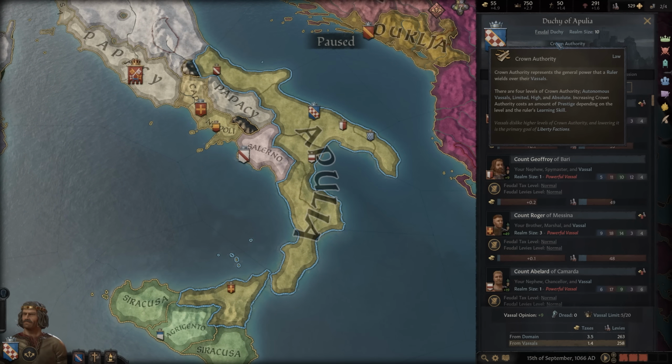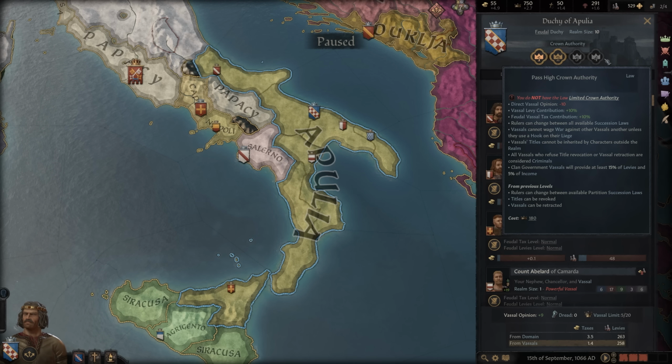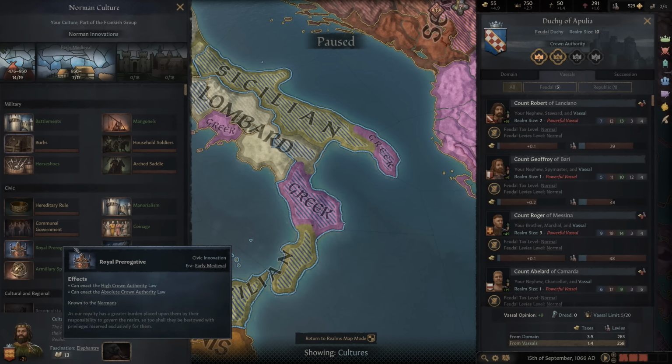We have crown authority now, so this is the same thing as it was for crown. As you push up these limited, high crown and absolute crown authority laws, you get the ability to get certain things from your vassals, and certain things such as vassals cannot wage any war unless they use a hook on their liege. Certain things that are placed in to maintain a little bit more stability in your realm.